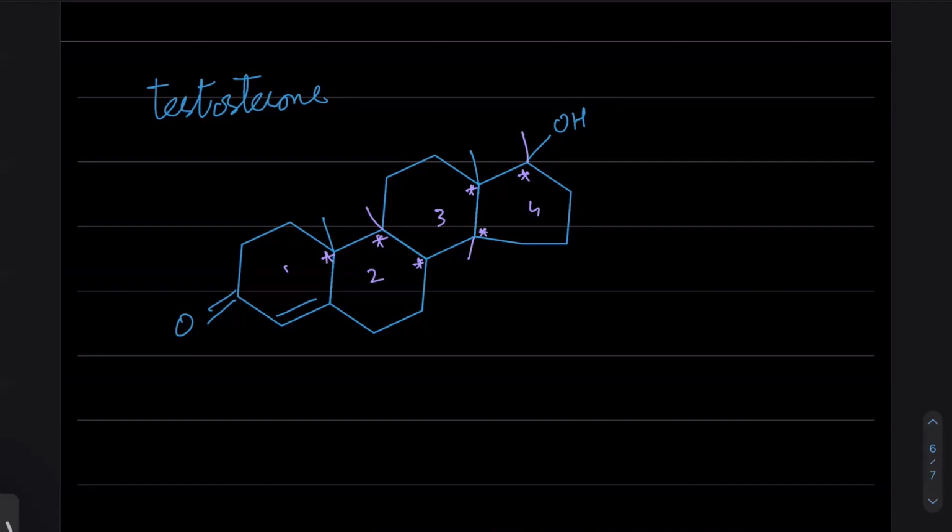So in the exams, they just ask the number of chiral carbons and the number of optical isomers. That's all. Usually that is a 1 or 2 mark question that comes.